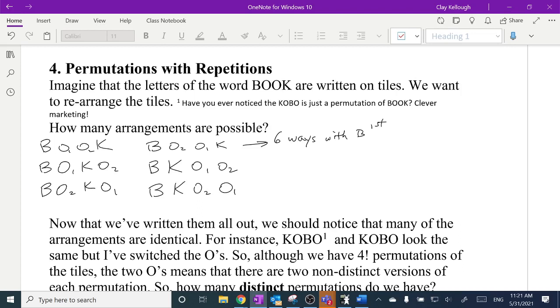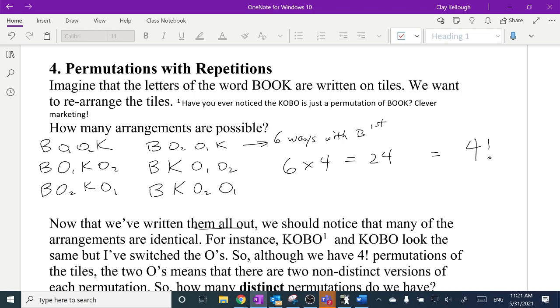So how many letters are there? 4. So it's 6 times 4, which is 24 combinations, which is, I kind of knew this already, 4 factorial. Right? How many ways can I arrange 4 things? 4 factorial. Now that we've written them all out, no, I didn't bother writing them all out. Pretend I wrote them all out.